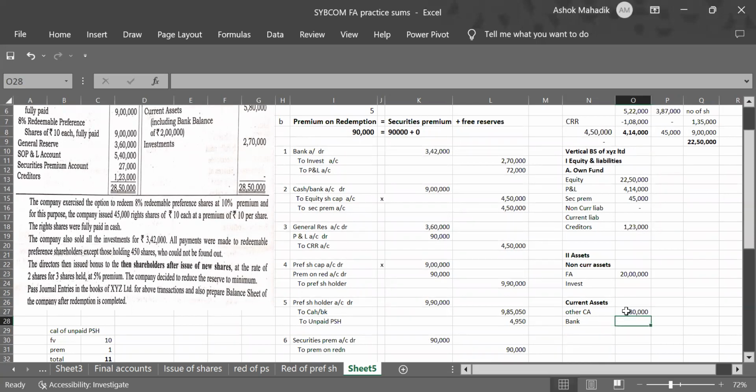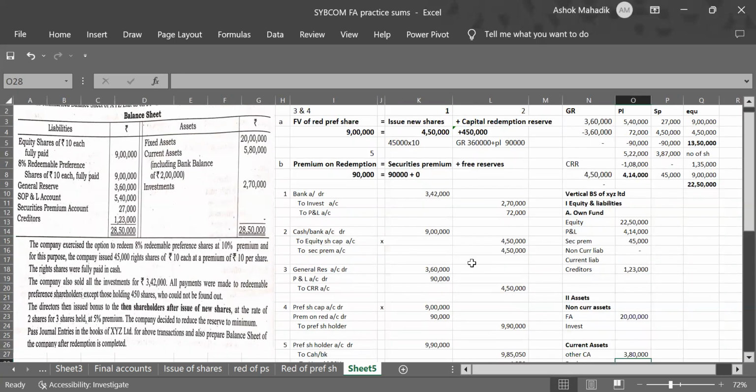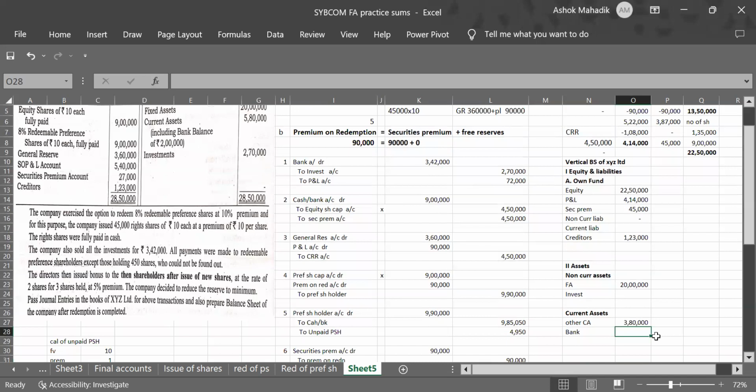And bank balance we have to find out by adding and subtracting. Whenever we receive money, we'll add, and payment we have to subtract. Okay, so let us start with bank balance. Opening balance given is 2 lakhs. Okay, in first entry we added 3,42,000, right? We received. So I'll start with the opening balance of 2 lakhs. Then add investment sold, 3,42,000 we received. Okay, next entry, in second entry again fresh issue is there worth 9 lakhs. So I'll add 9 lakhs.